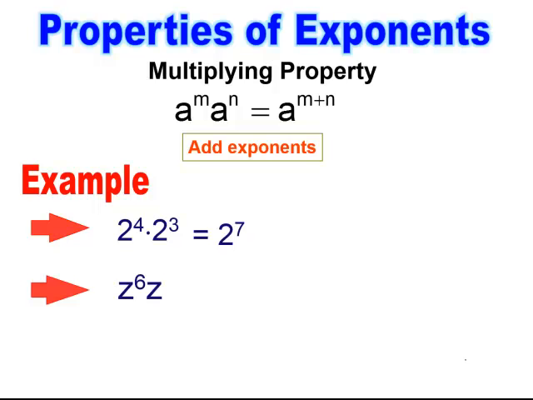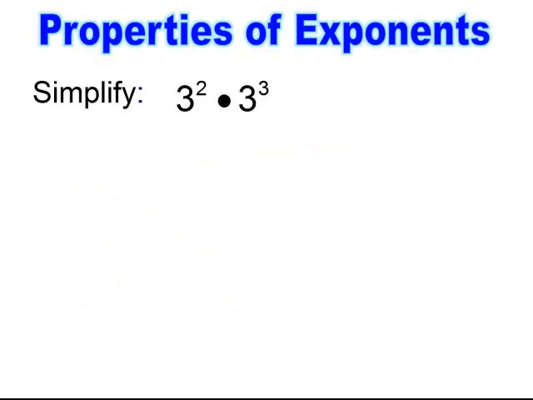So in this case, you see I have z to the 6 times z. Don't miss that exponent of 1. Z has an exponent of 1, but we won't see the exponent of 1. So we need, when we multiply together, to keep in mind that if we have a base, then we do have an exponent, and that exponent would be 1. So when I simplify this, I'm going to end up with z to the 7th power. Pause and try.